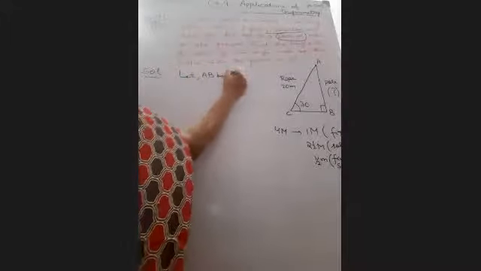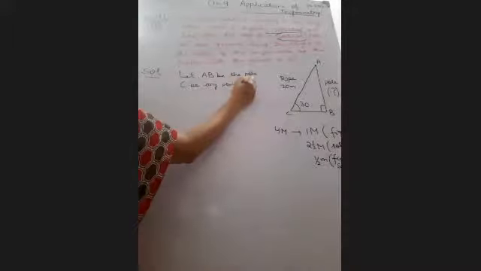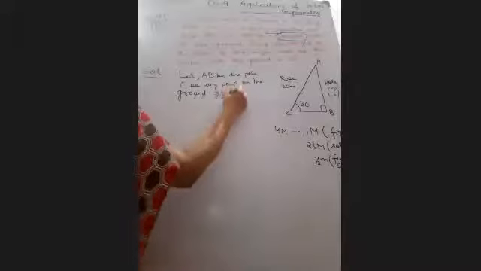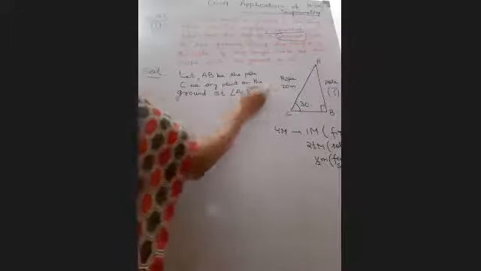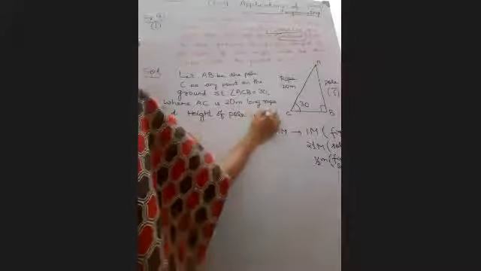with the introduction. Let AB be the pole. C be any point on the ground, such that, ST is short form for such that, angle ACB is equal to 30 degree, where AC is the 20 meter long rope. To find the height of the pole, that is AB. Clear?